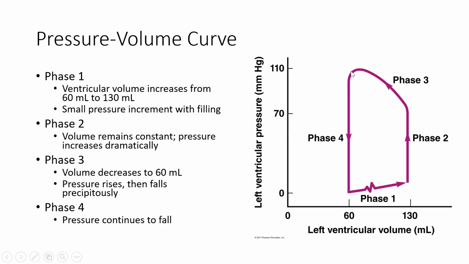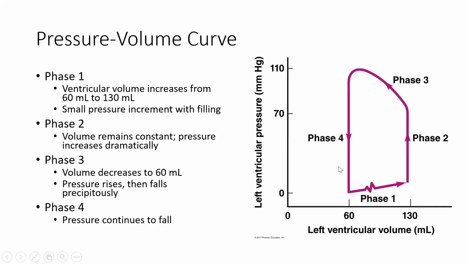And then we get into phase four, again, another isovolumetric phase. The volume is not changing here. The pressure is gradually falling until we get back to phase one. So remember, phase two and phase four are our isovolumetric phases. The volume does not change in these phases. Instead, the pressure is rising in isovolumetric contraction and the pressure is falling in isovolumetric relaxation.